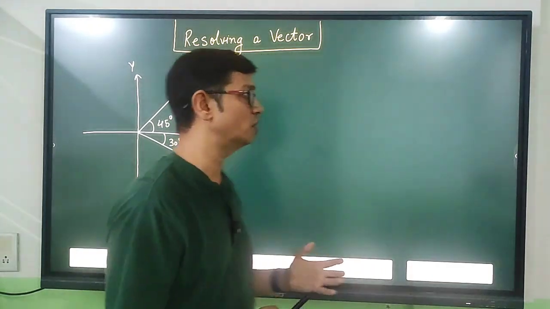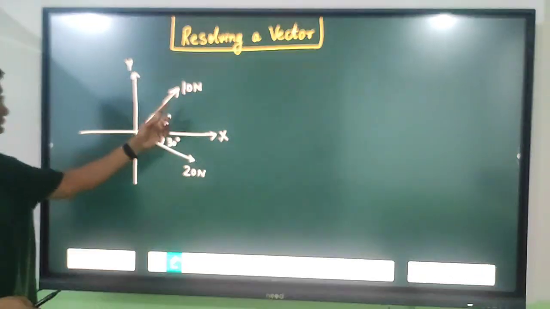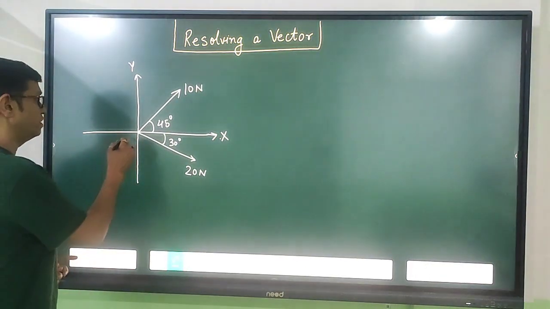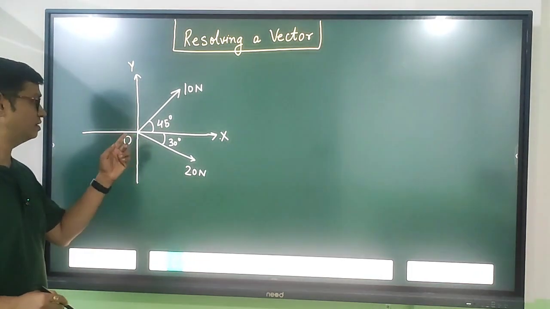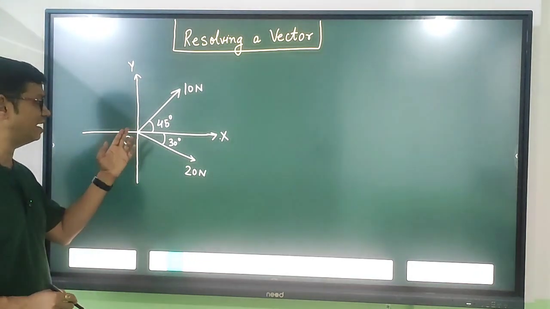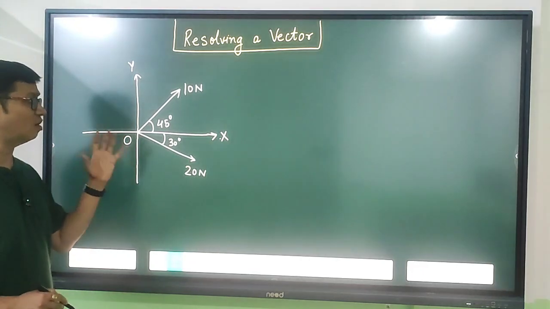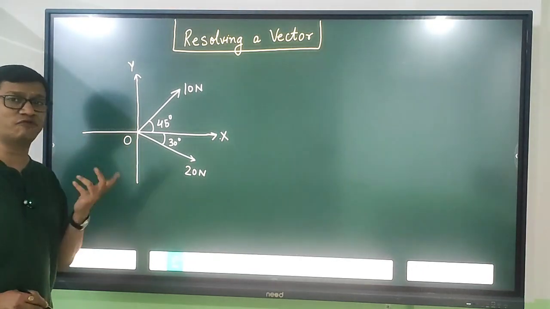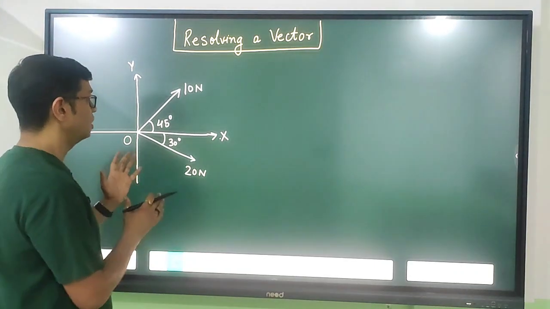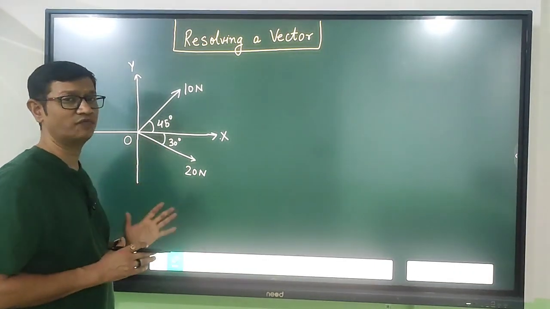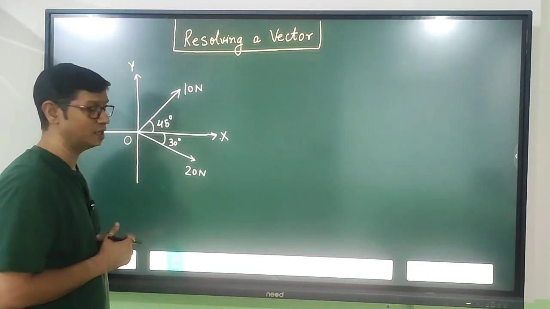Okay, so we will start with an example where there are two forces of 10 Newton and 20 Newton. These forces are acting simultaneously on an object at point O. At this time we are not worried about where these forces are coming from. We are primarily focused on how to find the resultant of these two forces which are acting on the same point, on the same object.